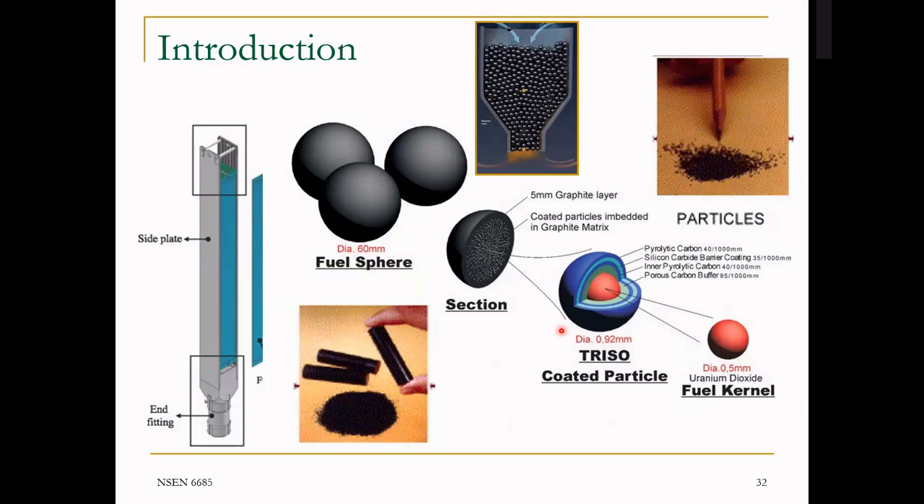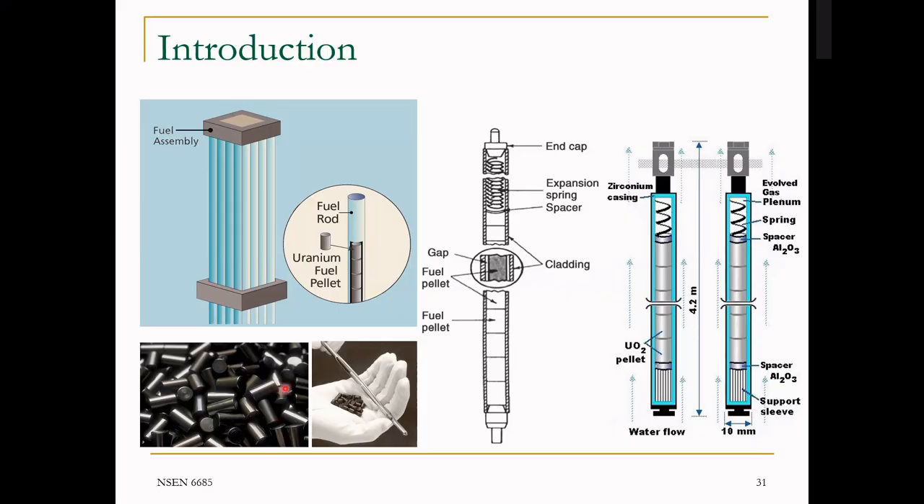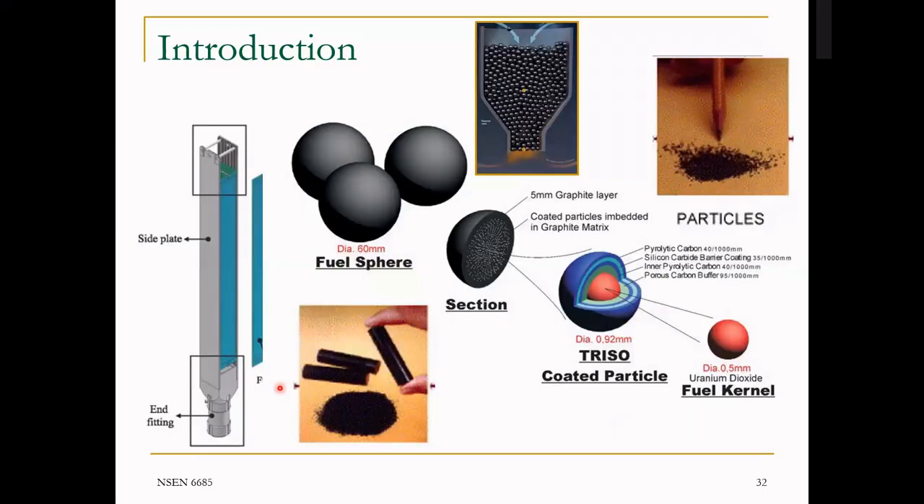Again, as we mentioned, there are different types of nuclear fuel shapes, right? We talked about the cylindrical fuel shape, which is simply, this is the cylindrical fuel shape here. That's a classical one, standard one. And there is the spherical fuel shape. And this is what we call the fuel sphere here.